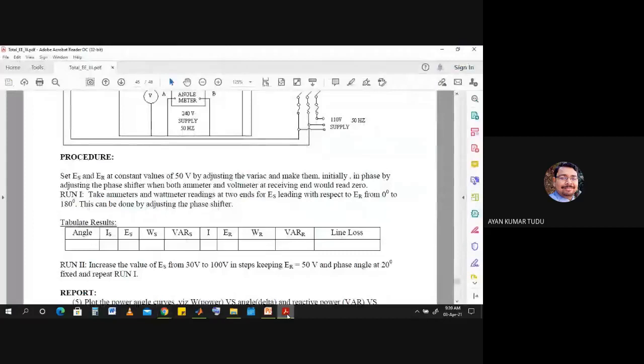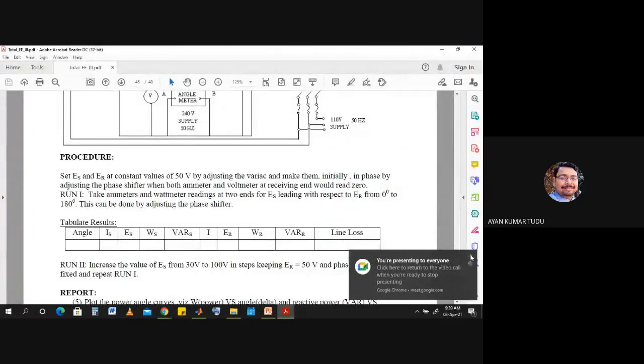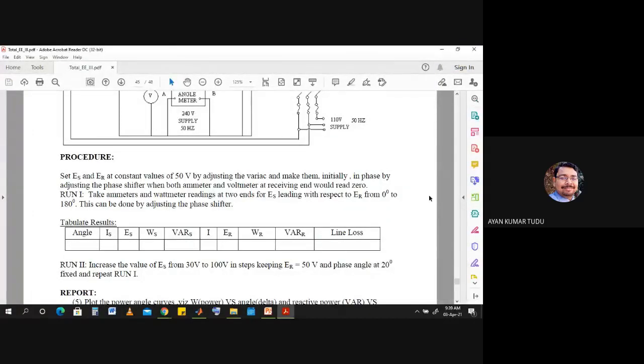As shown in the table here, we'll be finding out the values of var s and var r from the power circle diagram. Similarly we'll be doing run 2, but there are certain changes in run 2.